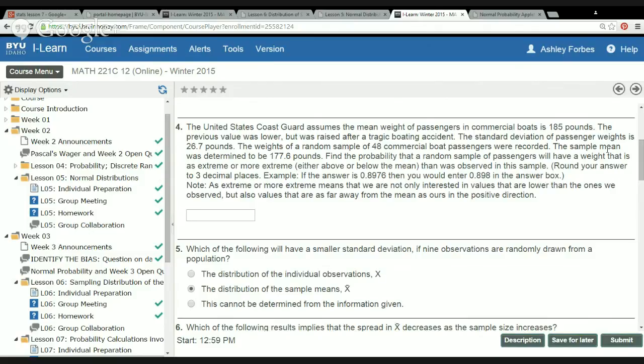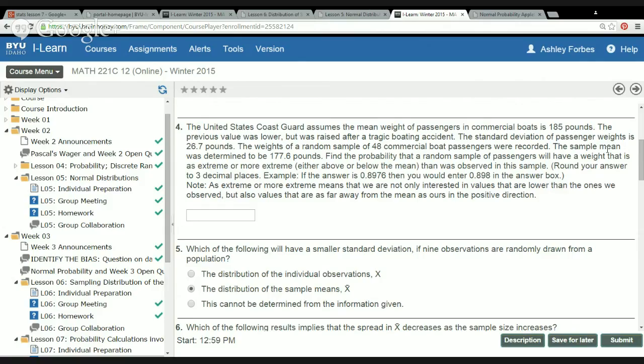All right. So 185, that's your μ, right? That's what I would guess. Okay. The previous value was lower, but was raised after a tragic boating accident. The standard deviation of passenger weight is 26.7 pounds. So that's our standard deviation. And this is for the big one, right? So it's not a sample, it's the parent.